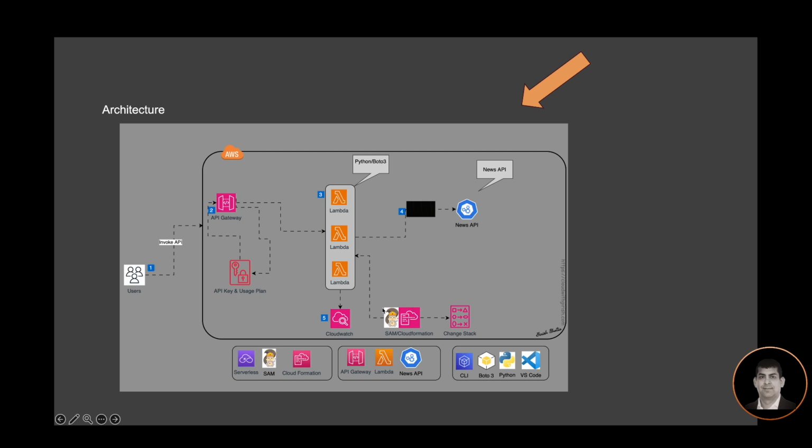It's going to get built using the SAM CloudFormation stack, and Lambda is also invoking the news API, and that news API is returning the news, and then Lambda function is returning it back to the API, and that's how the consumer is getting the response back.